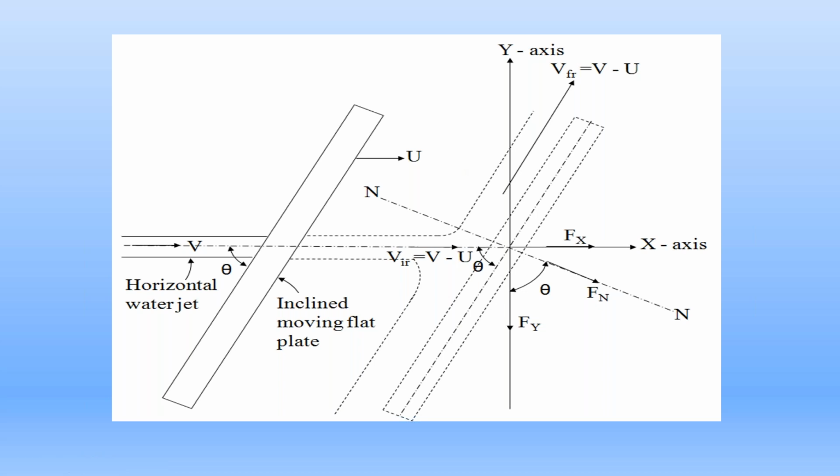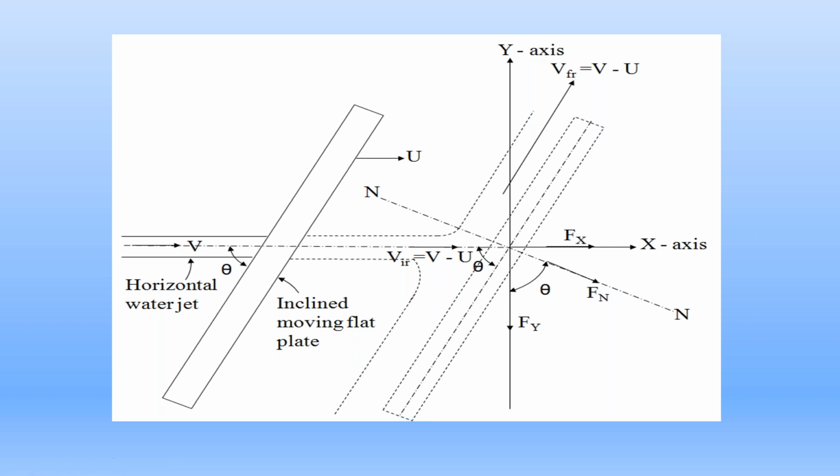We have the horizontal water jet. The water jet is moving with velocity v. V is the absolute velocity of the water jet. And also we have the inclined flat plate. That inclined flat plate is making the angle theta with the direction of the water jet.